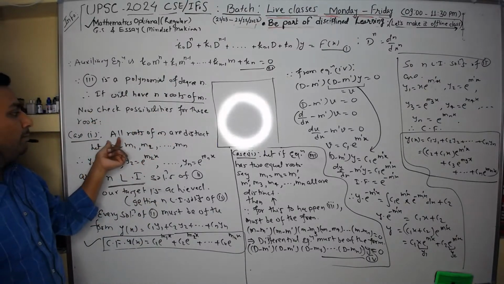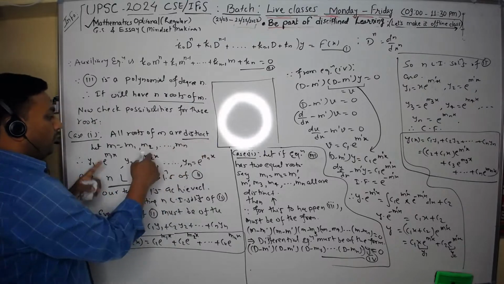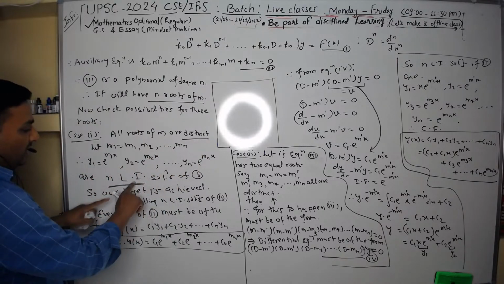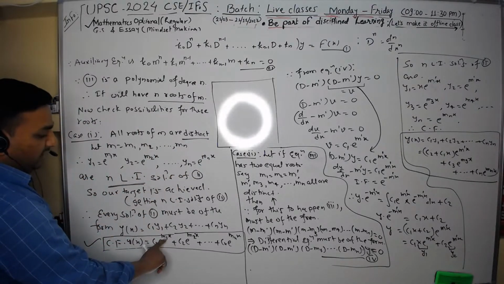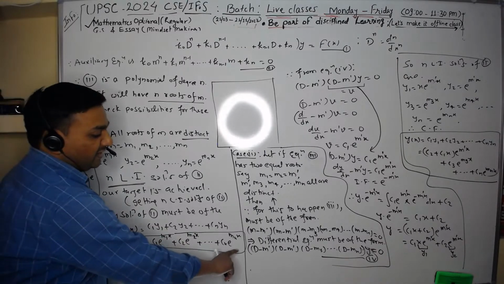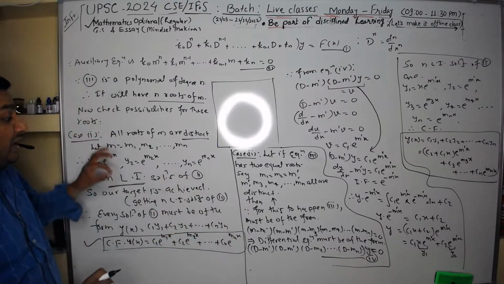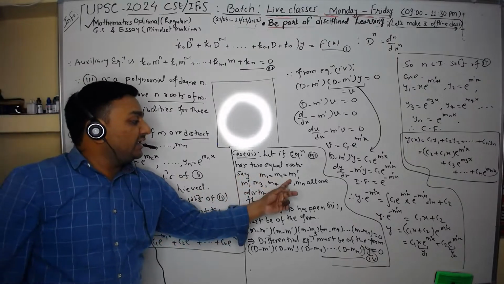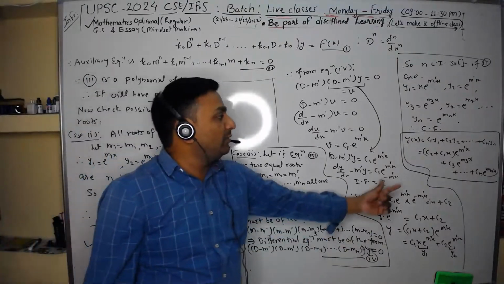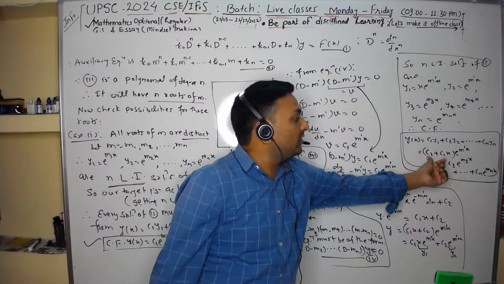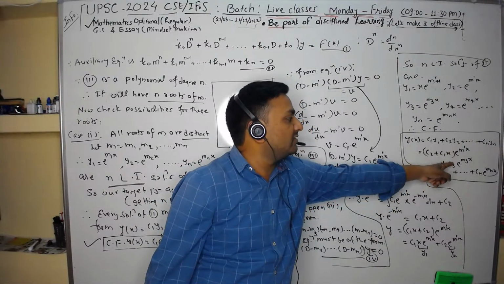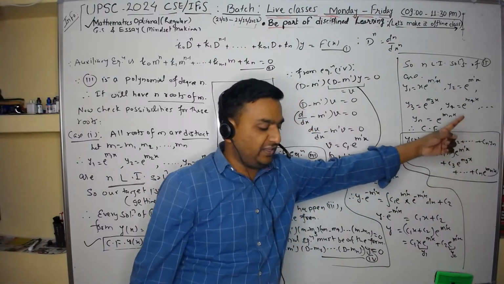Those n roots may be all distinct. If all are distinct, my linear independent solutions will be looking like e raised power m1x, e raised power m2x, and e raised power mnx. If any two roots are equal, then my CF will be looking like C1 plus C2x or C2 plus C1x, e raised power m dash x plus C3 e raised power m3x and Cn.